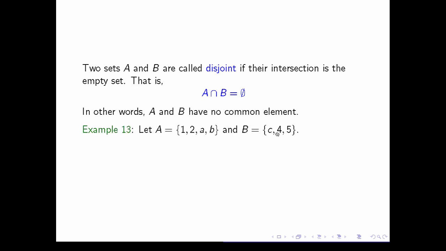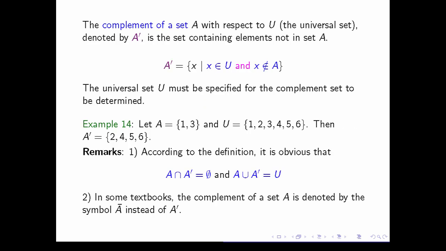Below is a short example. A has 4 elements, 1, 2, a, and b, while B has 3 elements, c, 4, and 5. Clearly A and B have no common element at all. So in this case, we say A and B are disjoint, or we can also write A intersect B equal to the empty set.